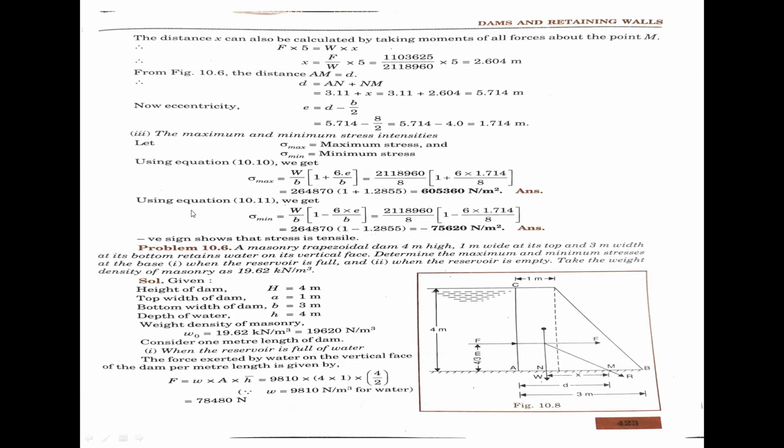for a trapezoidal dam. Using the equation we get the minimum stress, W by B into 1 minus 6e by B, which equals 2118960 divided by 8, into 1 minus 6 into 1.714 by 8. Now 264870 into 1 minus 1.2855, which equals minus 75620 newton per meter square. Minus indicates tensile stress. This negative sign shows that the stress is tensile. Positive means compressive stress for the trapezoidal dam.